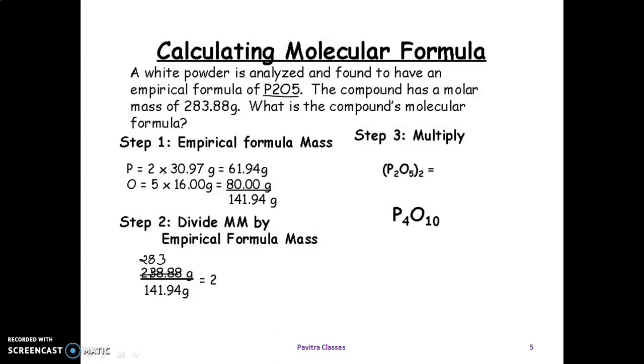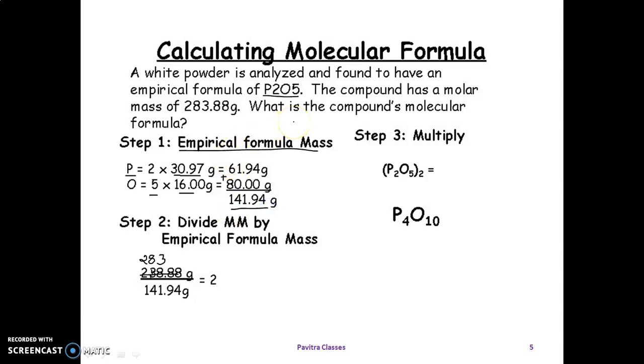First you have to calculate the empirical formula mass. This is step 1, empirical formula mass calculation. Coming to phosphorus, the atomic mass of phosphorus is about 31, so 2 into 31 is 62, and oxygen, in P2O5 there are 5, with atomic mass 16. So adding 62 plus 80 we get 141.94 grams. This is the empirical formula mass.